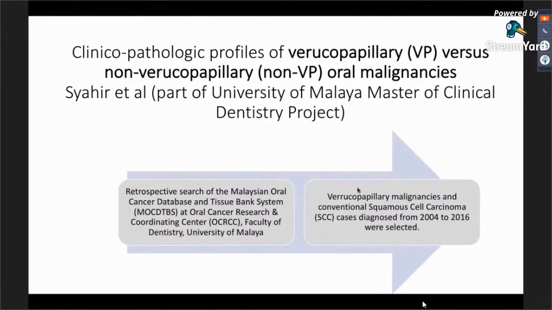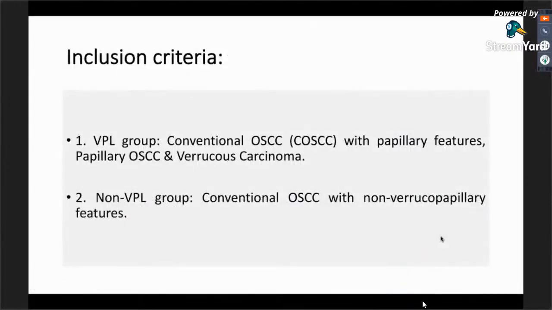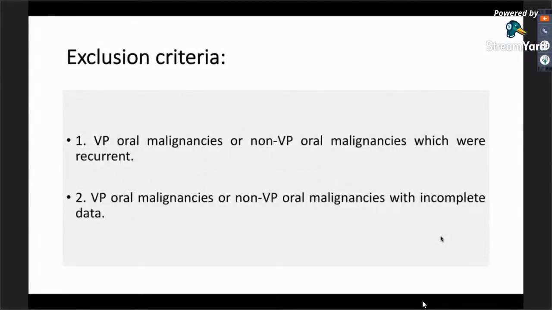We looked into our tissue bank, and we were able to get a certain number, but not too big, of cases diagnosed between 2004 and 2016. We made it into two groups, the verrucopapillary lesion group and the non-verrucopapillary lesion group, which I think I've explained earlier. Verrucopapillary or non-verrucopapillary malignancies which were recurrent are excluded, as are those with incomplete data, because here we would like to have long follow-up data.